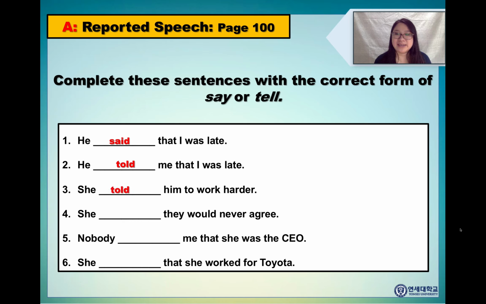She told him to work harder. She said they would never agree. Nobody told me that she was the CEO. She said that she worked for Toyota. Okay, so always look for the object, me, him, they.